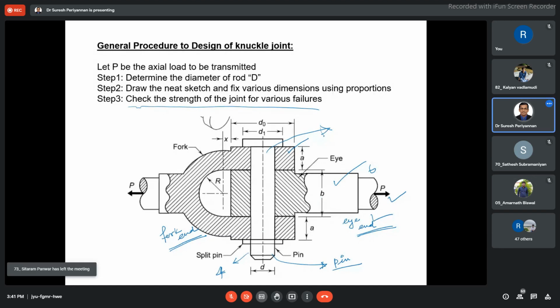But unfortunately, if the fork is going to be broken, then it will be a problem. Hence we have to give more factor of safety for the fork and eye end instead of the pin. For the pin, we always try to give less factor of safety. Even if failure occurs, the other components are going to be saved.